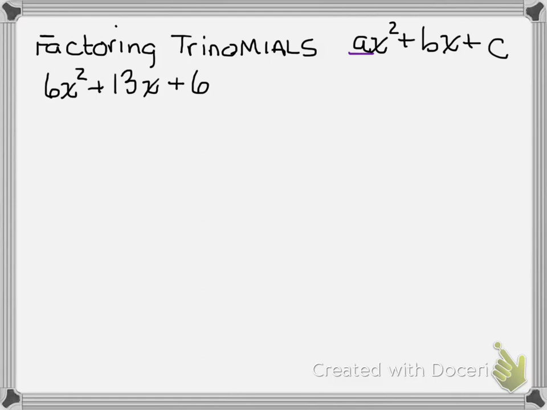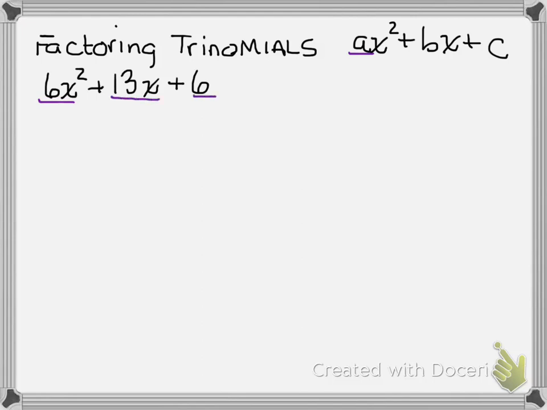And if you recall, when you use the grouping technique, you have to have an even number of terms, because what you do with grouping is you divide your whole polynomial into pairs. And we only have 3 terms here. We have the 6x squared, the 13x, and the 6.